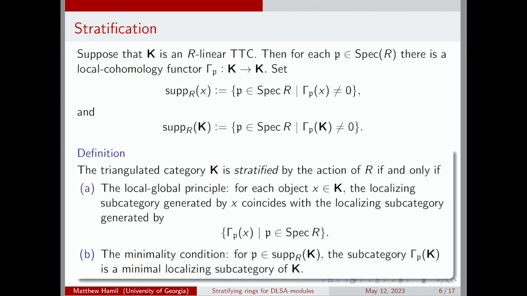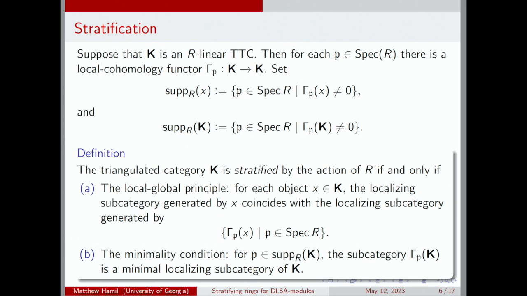So the first one is this local-global principle, which says that for each object X, the localizing subcategory generated by X actually coincides with the localizing subcategory generated by gamma_P X as P ranges over the spectrum. And then the second condition for stratification is the minimality condition, which says that for all P in the R support of K, the subcategory gamma_P of K is actually a minimal localizing subcategory.